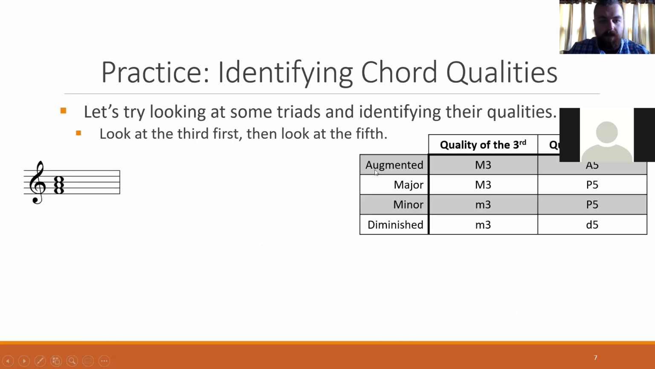So let's do some practice identifying chord qualities. So for your convenience, I have reproduced the chart here. So look at the third first, the middle note, then look at the fifth, the top note. Take a look at this chord, take 30 seconds. Essentially, all I'm asking you to do right now is to identify 2 intervals and then relate them back to this chart. So take 30 seconds.